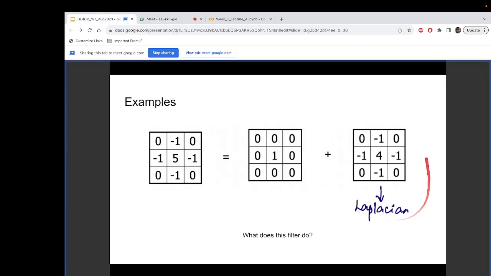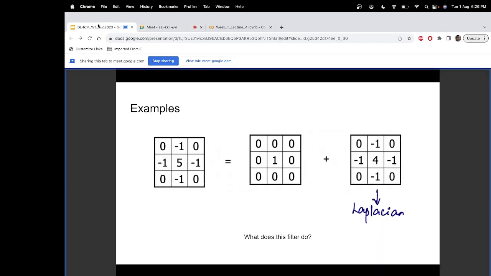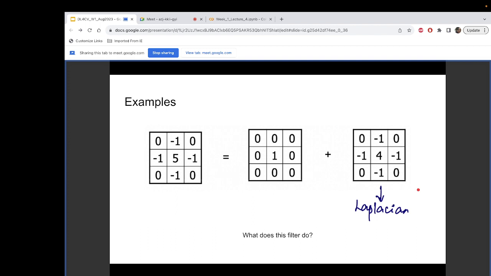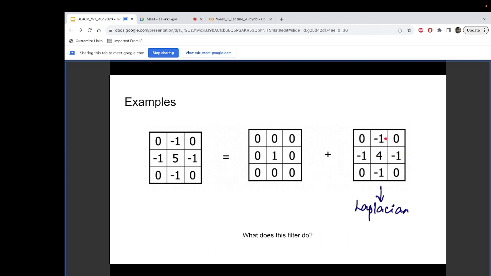Okay. So now this particular filter, the name is already written here, again is a very special one. So I'm trying to show you what will happen if you multiply this filter with this particular matrix. What it does is it basically multiplies the central pixel with 4, and all the pixels in the neighborhood are multiplied with minus 1, minus 1, minus 1, minus 1.